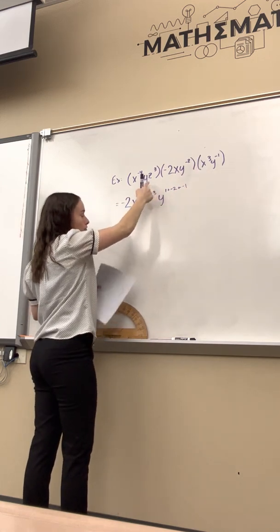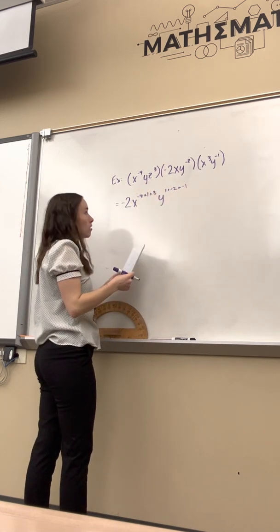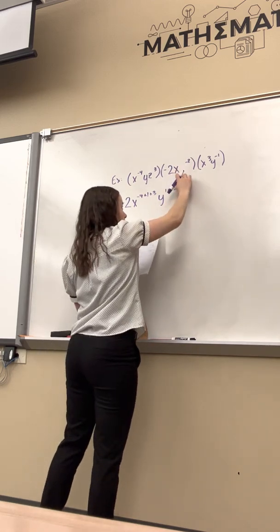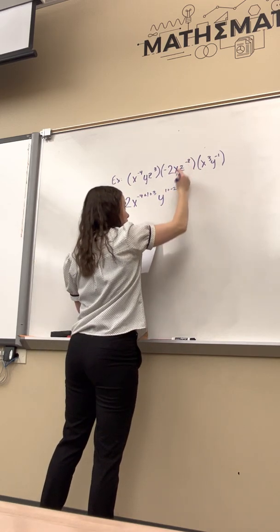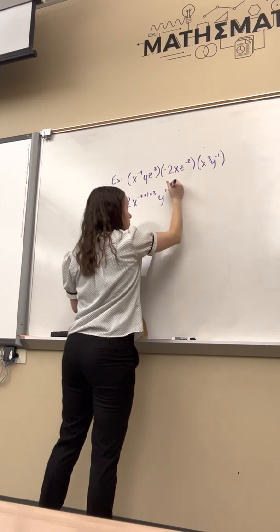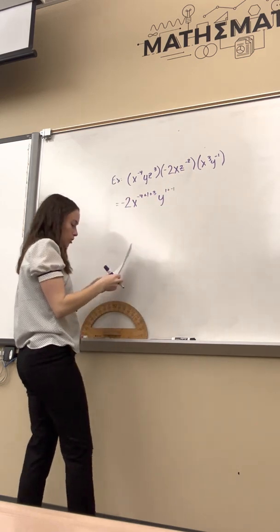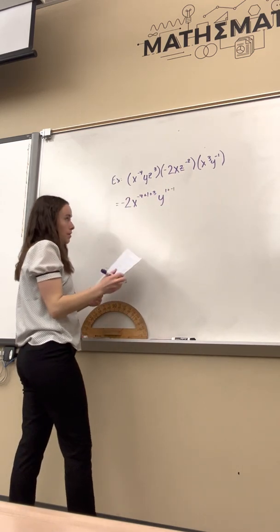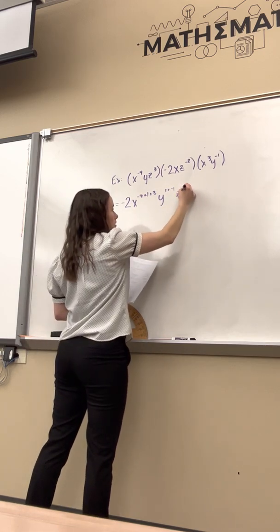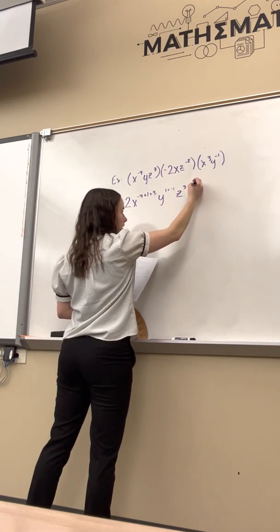And then we have, what'd I do? Sorry. This one should actually be z. So we should have that. Sorry about that. And then we have z to the 3 plus negative 2.